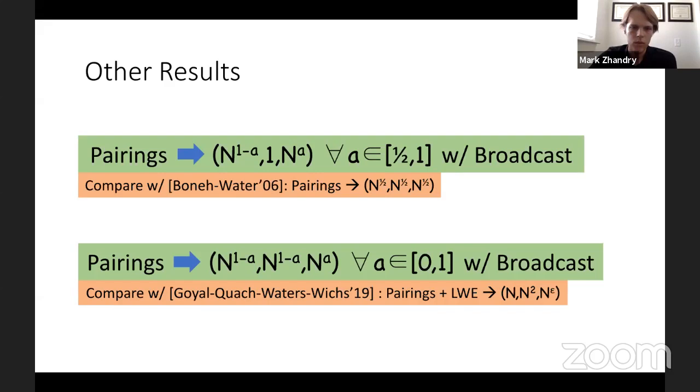And then there was a more recent work by Goyal et al. that combines pairings with LWE to get smaller ciphertext. They were unable to get constant size, but they could get any arbitrarily small polynomial size ciphertext, at the cost of at least linear public keys and quadratic secret keys. What we're able to do is go all the way down to constant size ciphertext and keep the public keys and secret keys at most linear.